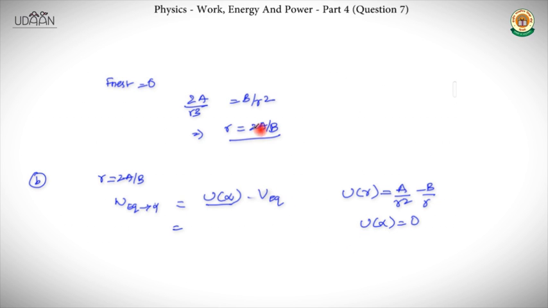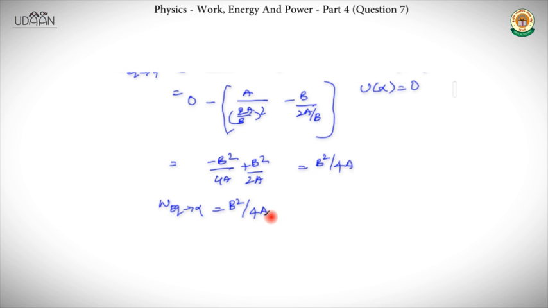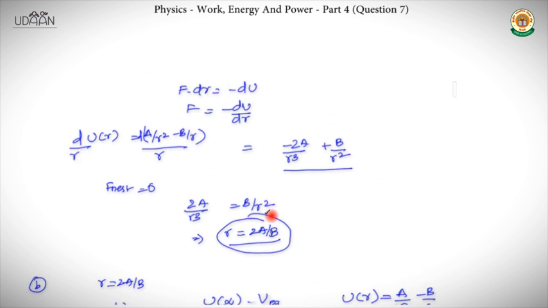And U equilibrium will be just equating this term in the r. So we will be getting 0 minus A by (2A by B) whole square minus B by (2A by B). After just equating this, we will be getting minus B square by 4A plus B square by 2A. This will be equal to B square by 4A. So work done to move the particle from equilibrium to infinity will be equal to B square by 4A, adjusting to the units. So this is the solution for the second part.